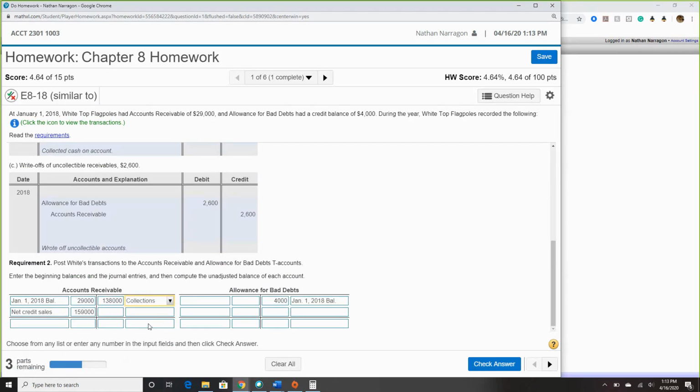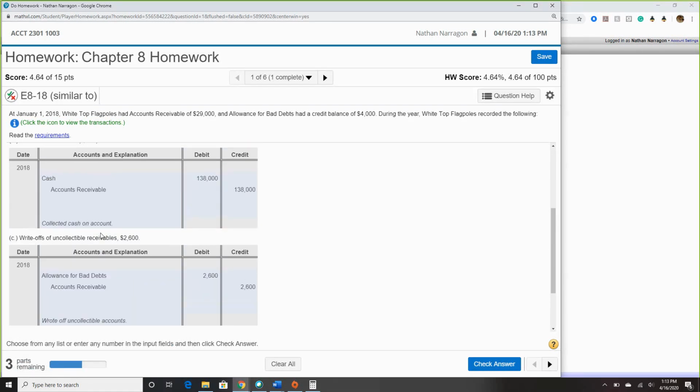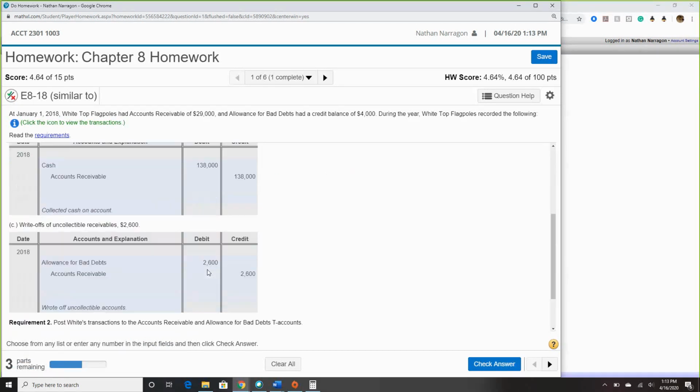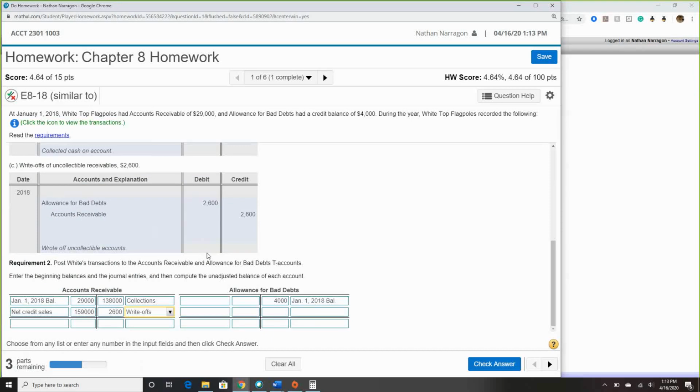That's our collections. And then it looks like the last journal entry we have is the write-off. So 2,600 credit, write-off. For allowance, the only other journal entry that has allowance is the third one, for the write-off. The write-offs of 2,600.